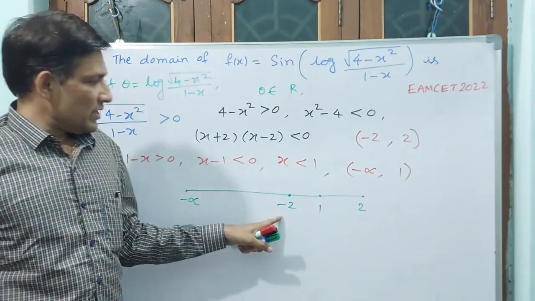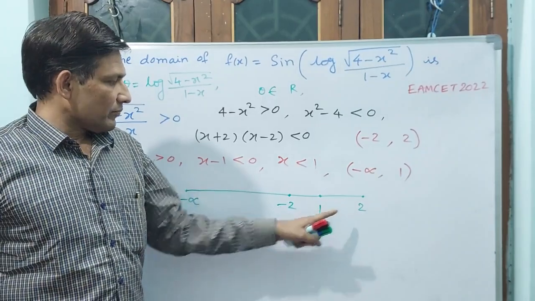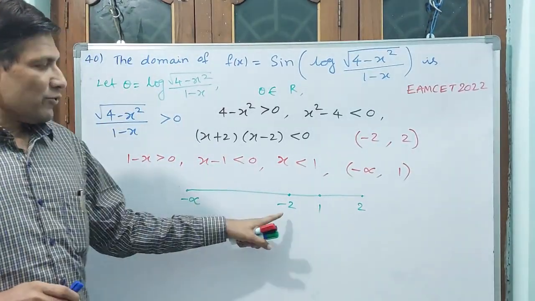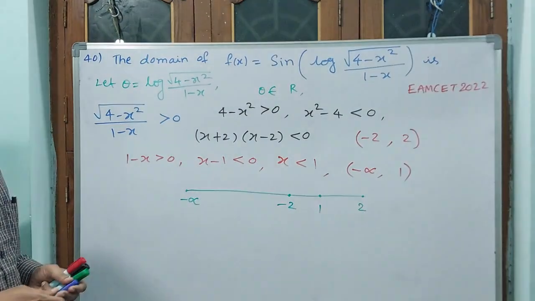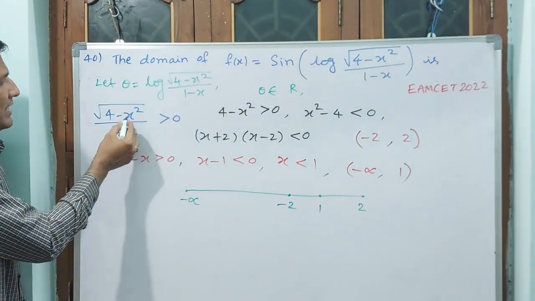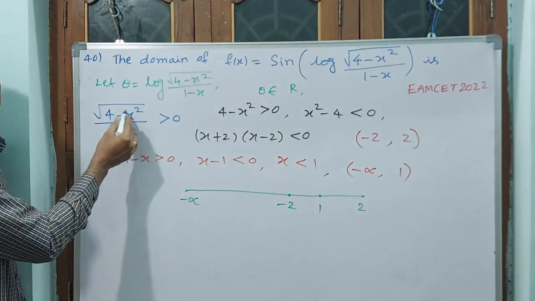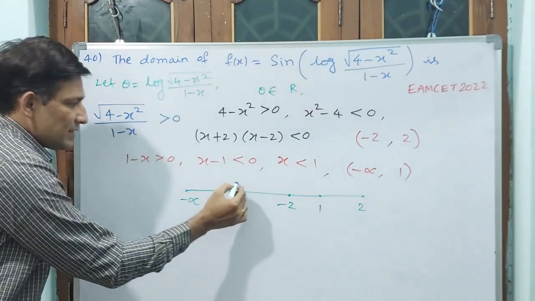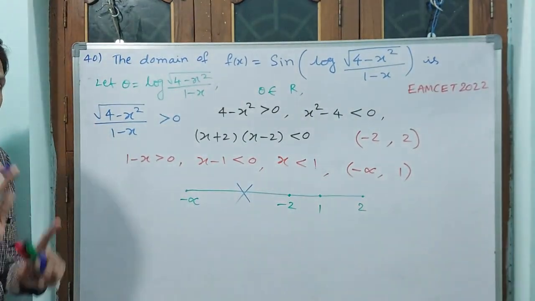See, minus infinity to minus 2. Shall I give minus 3? Minus 3. If I give minus 3 here, minus 3 whole square is 9, 4 minus 9. Minus it is going to become. That means this interval you close. Minus infinity to minus 2 you should not take.